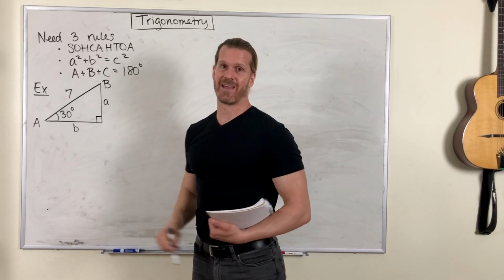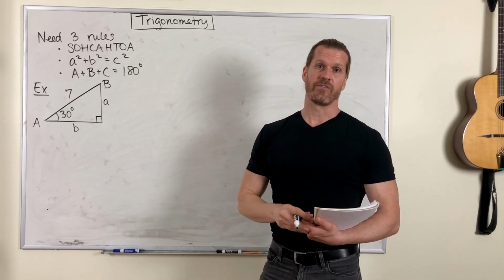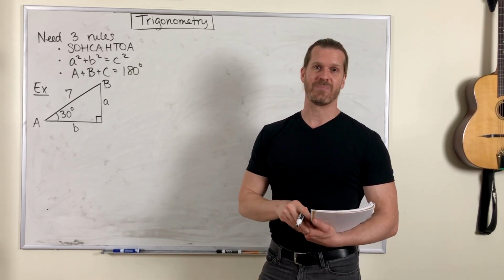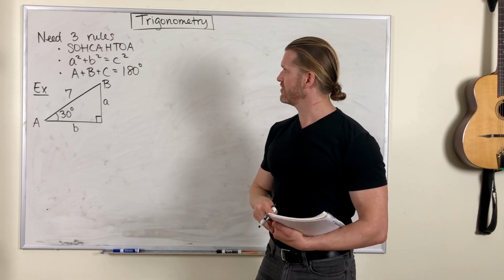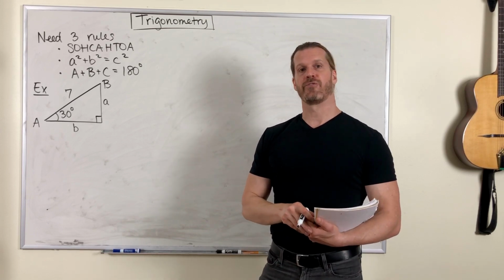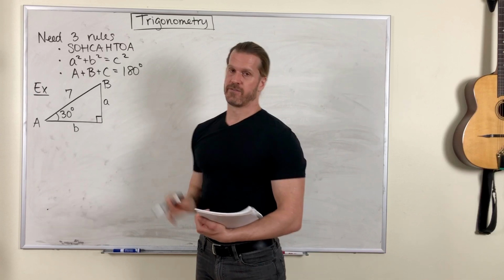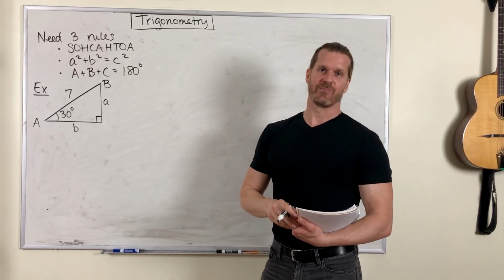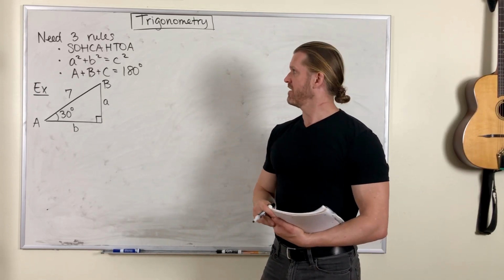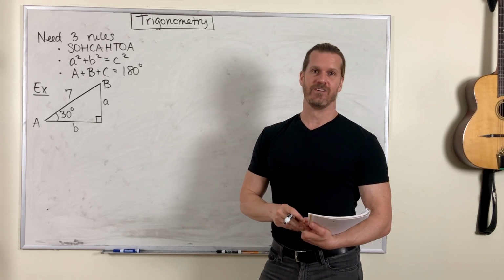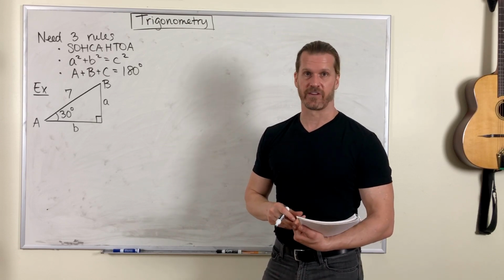The second rule is the Pythagorean Theorem. The 3 sides of a right triangle, A, B, and C, obey this relationship. And the third rule is that the 3 angles in a triangle add up to 180 degrees. If we know those 3 things, we can do all the trig we need for physics.